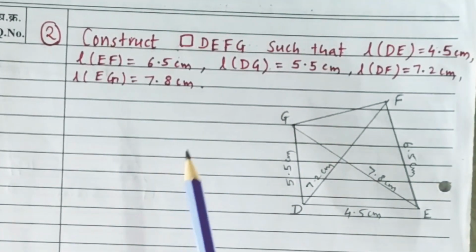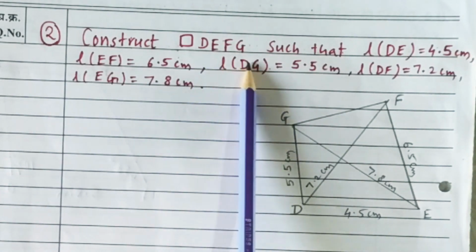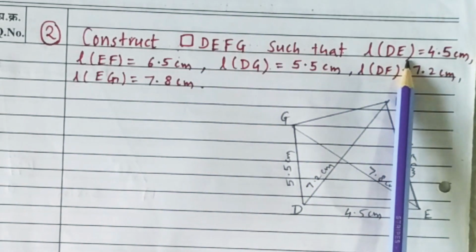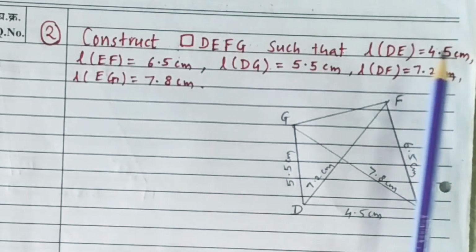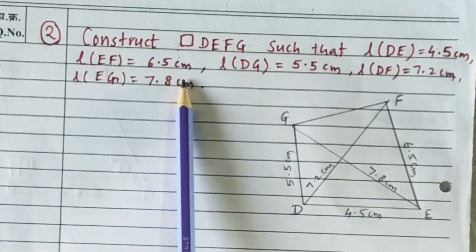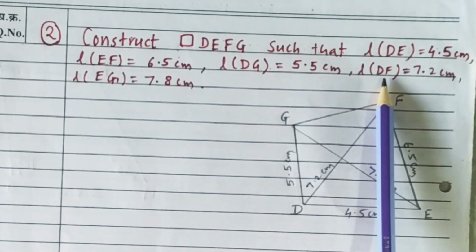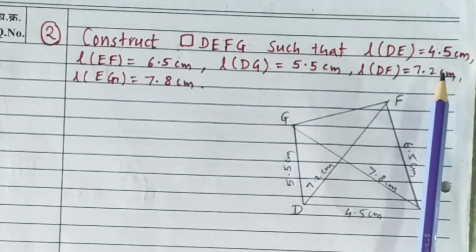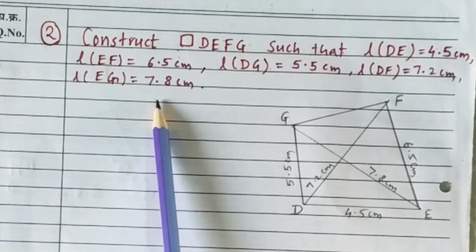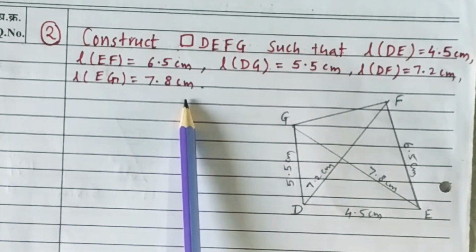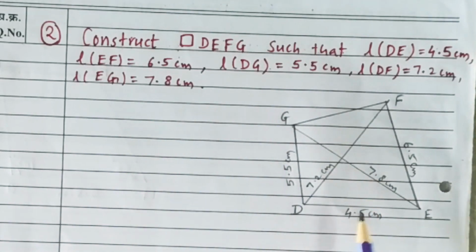Construct quadrilateral DEFG such that DE is equal to 4.5 centimeter, EF is equal to 6.5 centimeter, DG is equal to 5.5 centimeter, length DF is equal to 7.2 centimeter, and length EG is equal to 7.8 centimeter. So for constructing the quadrilateral, the requirement is 5 elements. Measurements of 5 elements should be given. So here measurements of 5 elements are given.